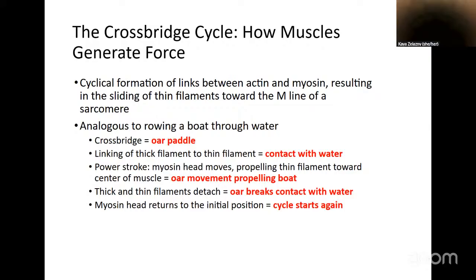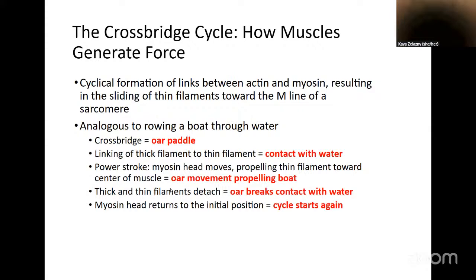Okay, so in the cross-bridge cycle, we're going to see steps that are analogous to linking together our thin and thick filament. When our myosin, our oar, comes into contact with our actin, that's like when we hit the water with our paddle. We're going to have a power stroke where you move the head of the myosin, you move your paddle, which is moving the water, propelling your boat forward. That's moving the actin in order to actually generate force and make the sarcomere shorter.